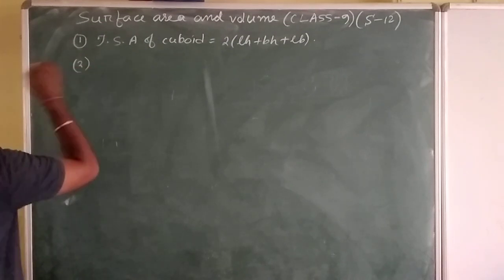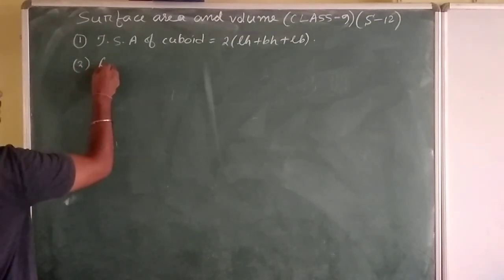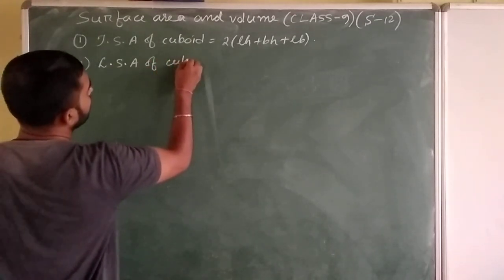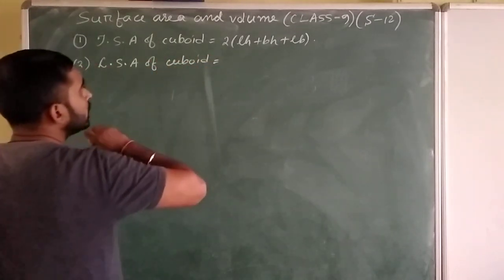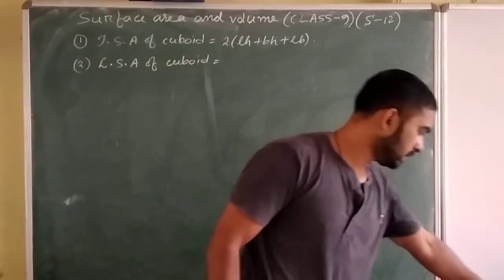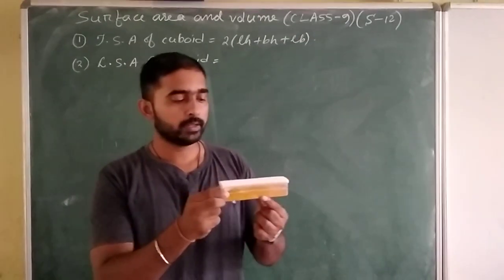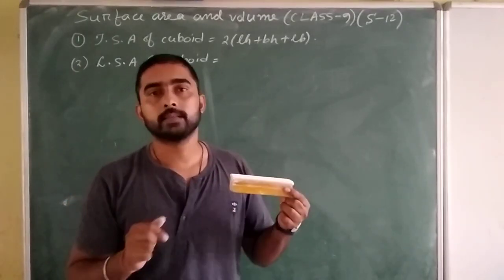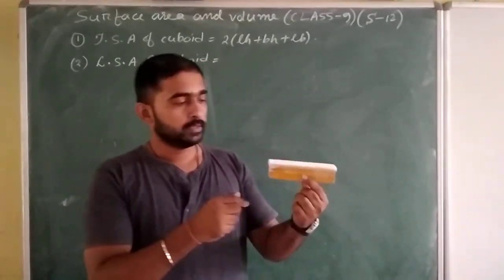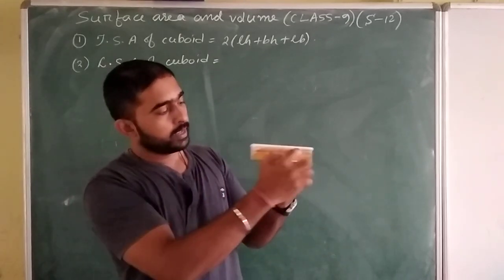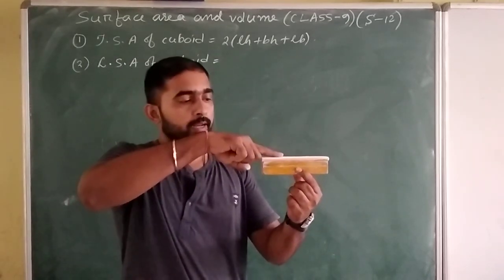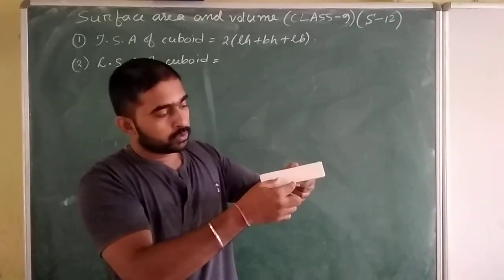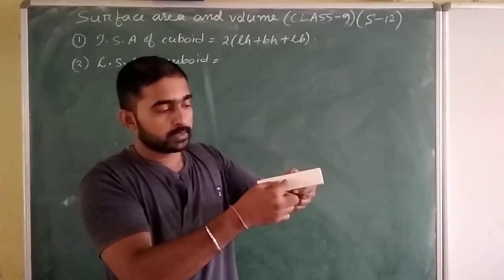Next one is lateral surface area of cuboid. Now what is lateral? Okay, take an example. Suppose this is a cuboid. Lateral means where the top and bottom parts are both missing. Suppose this is the cuboid. This is the length and this is the breadth. What is the area of this portion? It is a rectangle. This is length, this is breadth. So the area of this portion is LB.